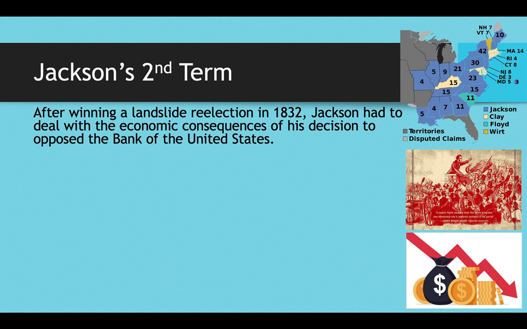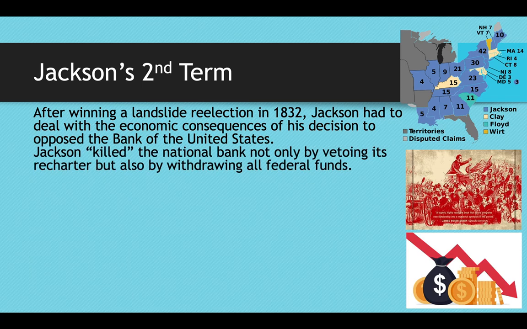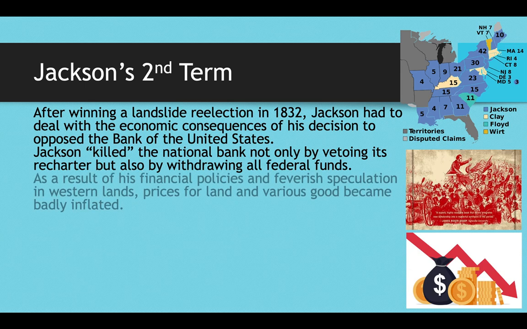After his second electoral victory, Jackson had to deal with the economic consequences of his decision to attack the bank. His decision to oppose the Bank of the United States helped him win re-election, but it had some pretty dire consequences in his second term. So Jackson, quote, killed the national bank not only by vetoing its recharter, but also by withdrawing federal funds from it. So it was really crumbling at this point.